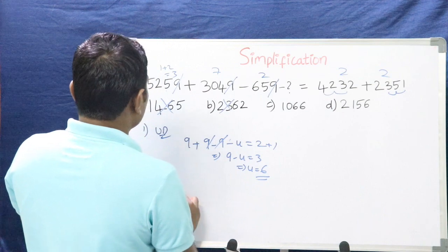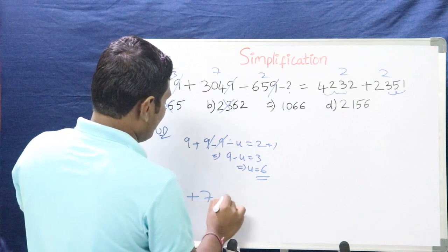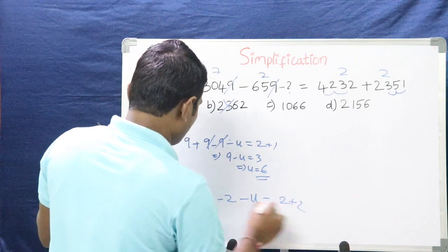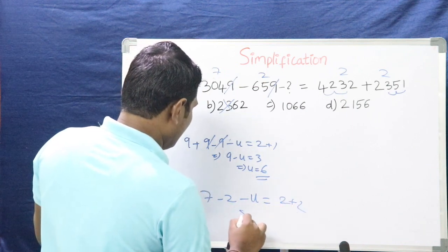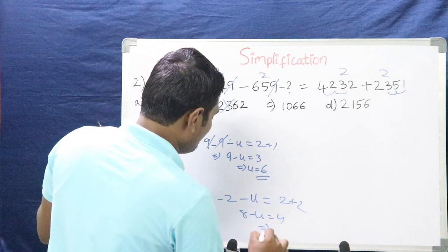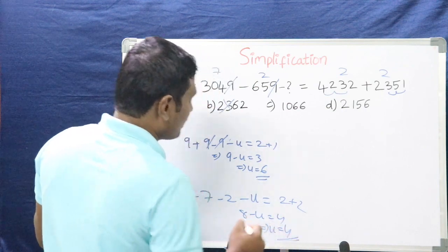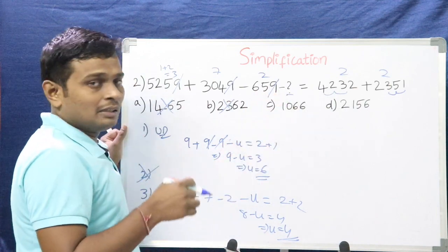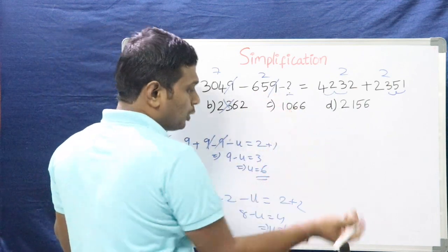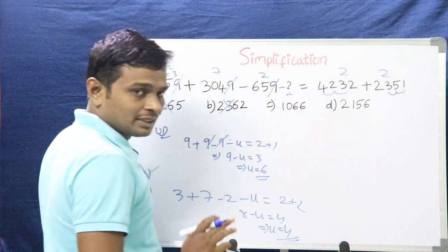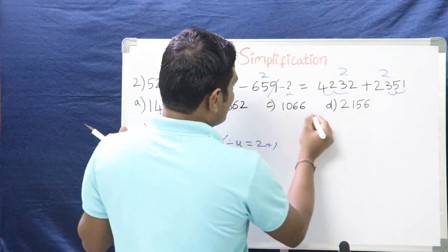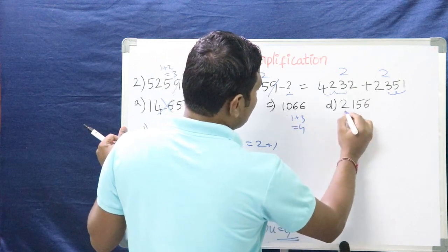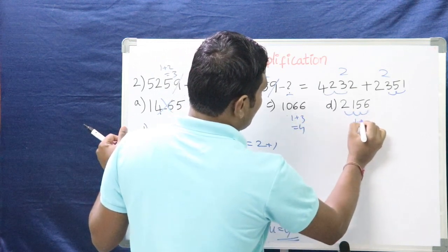That means 3 plus 7 minus 2, let's assume the unknown u equal to 2 plus 2. 10 minus 2, 8 minus u equal to 4, u equal to 4. That means in the unknown number, we should be having the sum of the digits equal to 4. Let's calculate the sum of the digits in the options. 1 plus 6 plus 6, that is 1 plus 3, 4. In case of this one, 3, 8 and 4, 1 plus 4, 5.